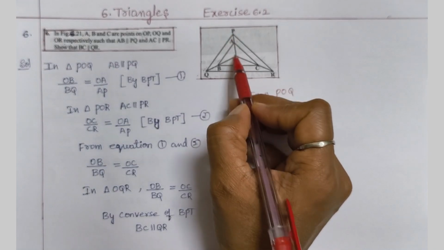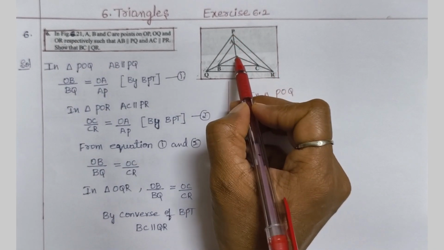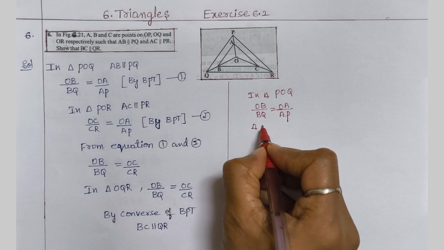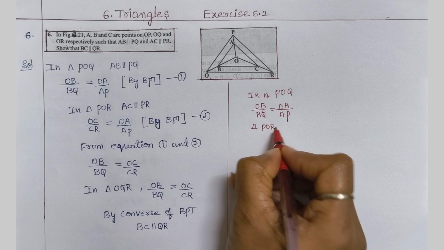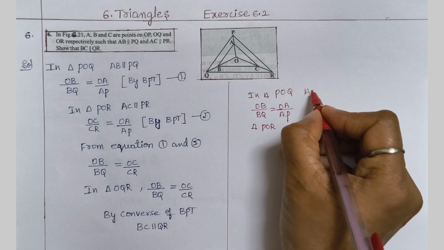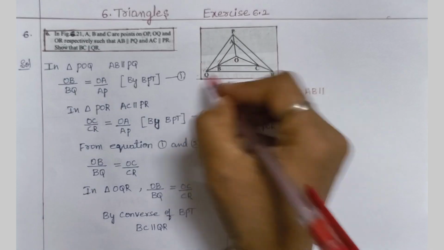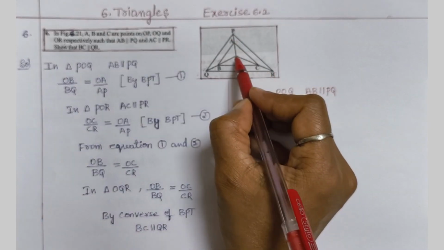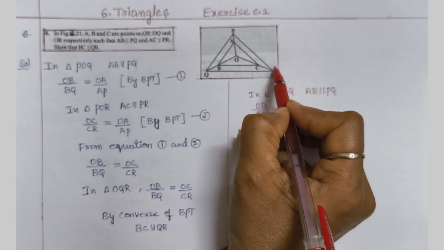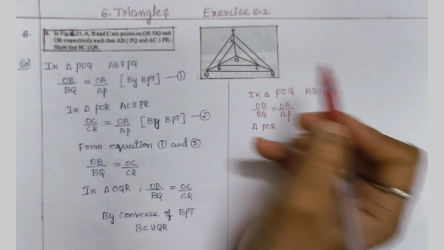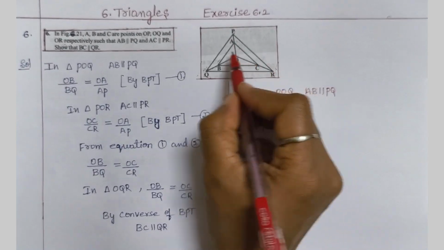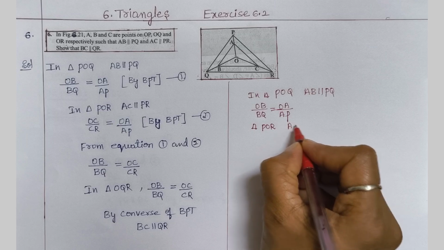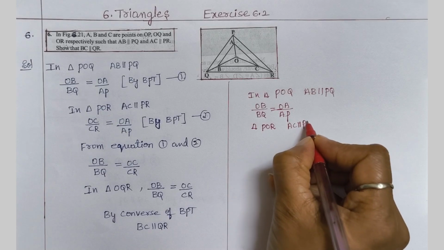Next we will take which triangle? POR triangle. This triangle we will take. In triangle POR, what is parallel? AB parallel to PQ, you mention here. Next, in triangle POR, which is parallel? AC parallel to PR. Now you mention AC parallel to PR.